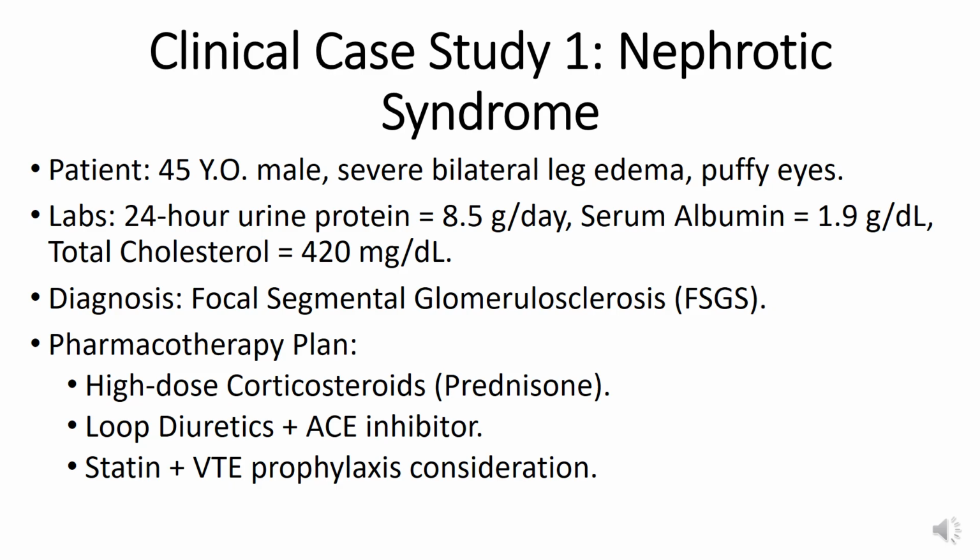The third goal is kidney protection. An angiotensin-converting enzyme inhibitor is an essential component of therapy. These drugs reduce intraglomerular pressure. They decrease protein leakage through the filtration barrier. Lower proteinuria is associated with better long-term renal outcomes.